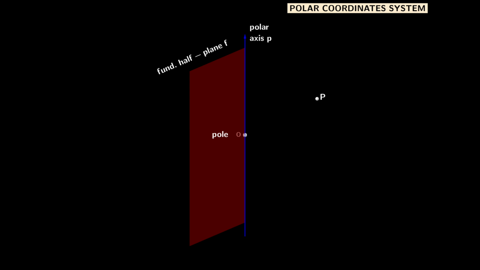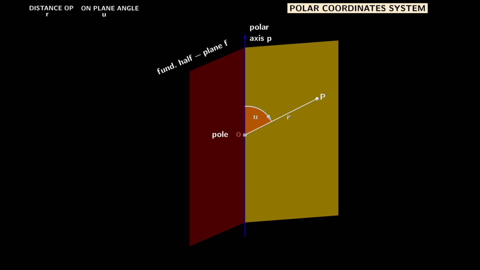The position of a point P in space is defined by three polar coordinates. The distance R between the point P and the pole O, or the length of the ray vector outgoing from pole O towards point P. The convex plane angle U between the positive direction of the polar axis P and the ray vector R. The dihedral angle or attitude V between the fundamental half-plane F and the half-plane having the polar axis P as origin, passing through point P.